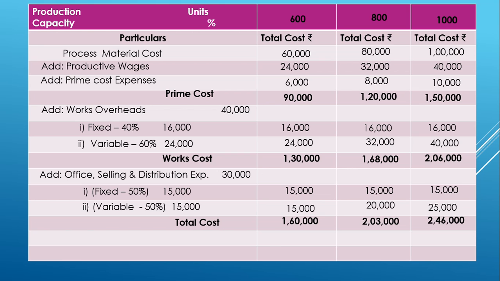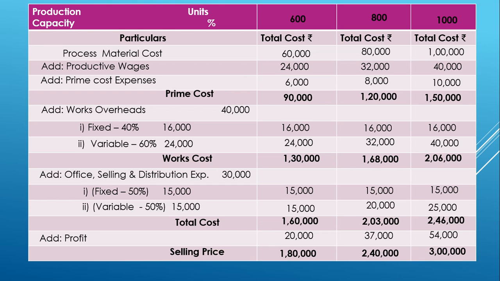As you can see in the example, there has been given selling price per unit, which is 300. So we can also calculate profit as there is given selling price 300. By multiplying selling price per unit into units, we will get the actual selling price. So 600 into 300, 1,80,000. 800 into 300, 2,40,000. 1,000 into 300, 3 lakhs.